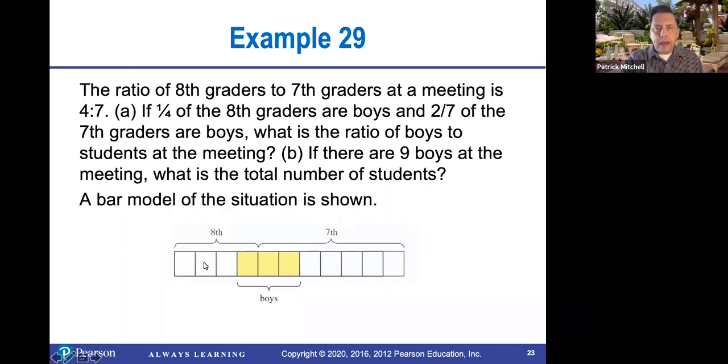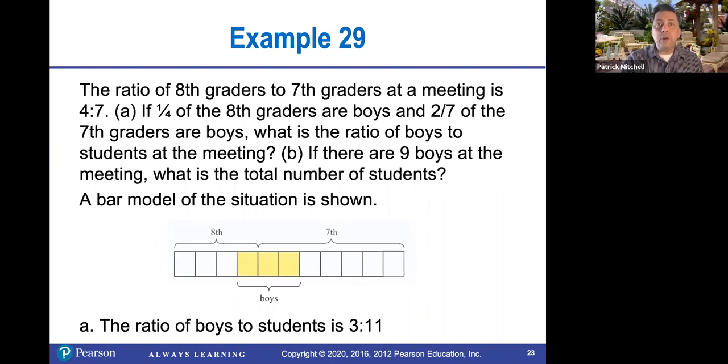All right, so here we have, in the first part of the drawing, 1/4 of the 8th graders are boys. So they've divided this part into 4 parts and shaded one of them. So there's the 1/4 that are boys. And then the other part of the diagram is divided into 7 parts and 2 of them are shaded. So that's the 2/7 of the 7th graders are boys. So that means that out of the total 11 parts in the diagram, boys are represented by 3 of them. So that means that the ratio of boys to students, which is another part to whole ratio, is 3 to 11.